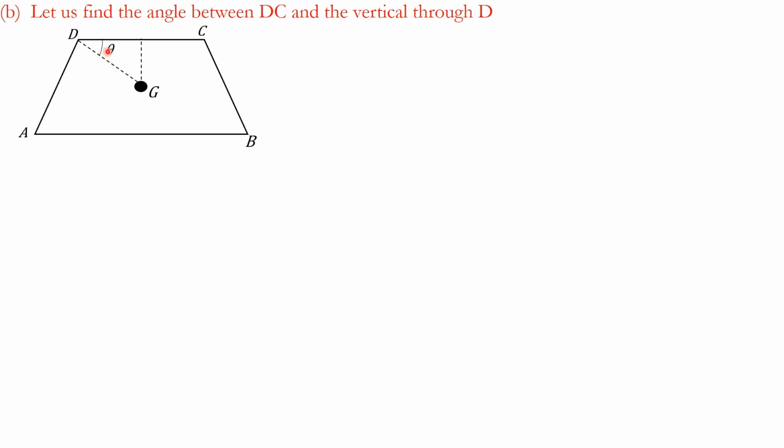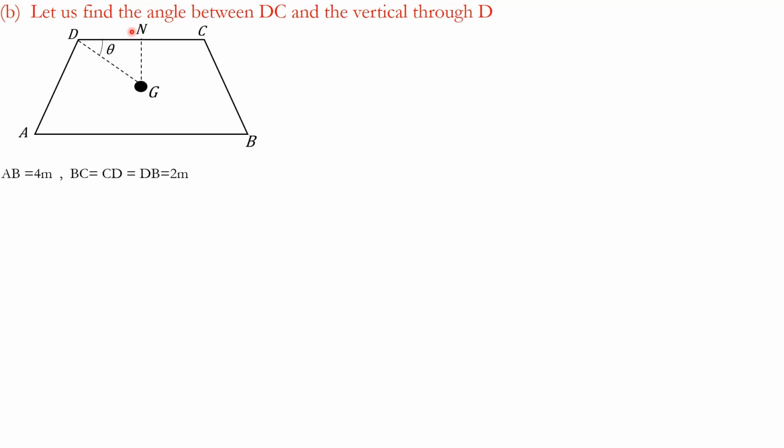Take note, it's very, very important. So since they're asking us to get the angle between DC and the vertical through D, we must first of all indicate that angle in the trapezium, and that angle corresponds to this angle theta. So this angle theta corresponds to the angle between DC and the vertical through D. Okay, knowing that obviously AB equals 4 meters, BC equals CD equals AD equals 2 meters. Let this point be N.